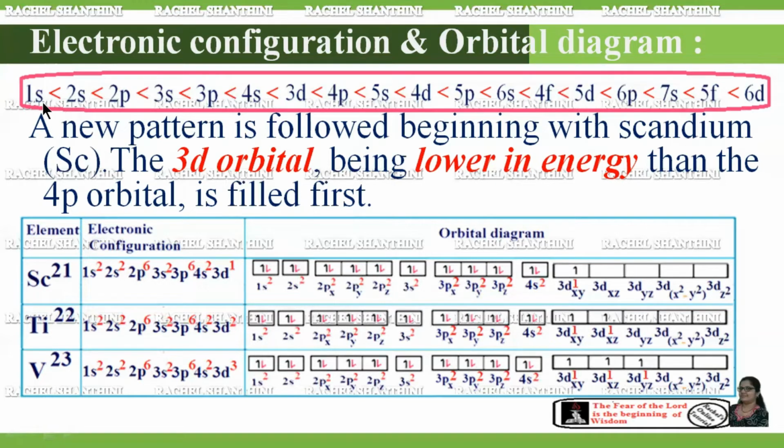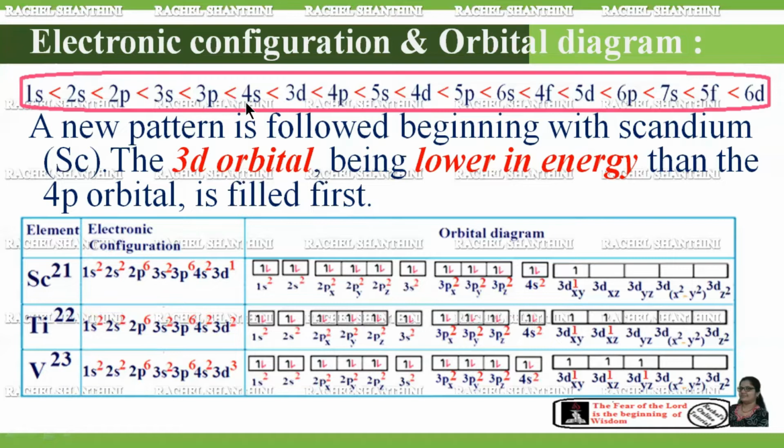Let us see what is the new pattern of electronic configuration from scandium. Now, look at this increasing order of energy. While writing the electronic configuration, we use this increasing order of energy according to Aufbau principle, right? So 1s, 2s, 2p, 3s, 3p, then the electron goes to 4s, that is the n shell. It goes to the 4s orbital in n shell, right?